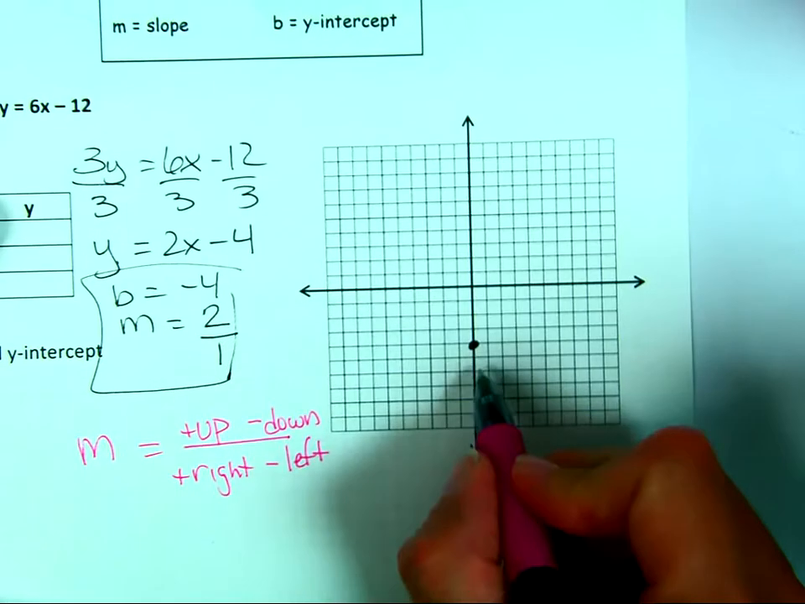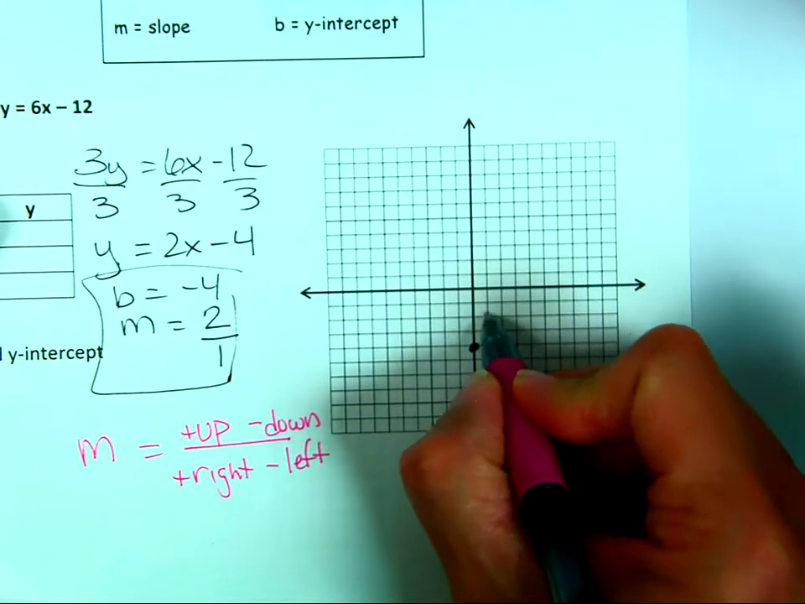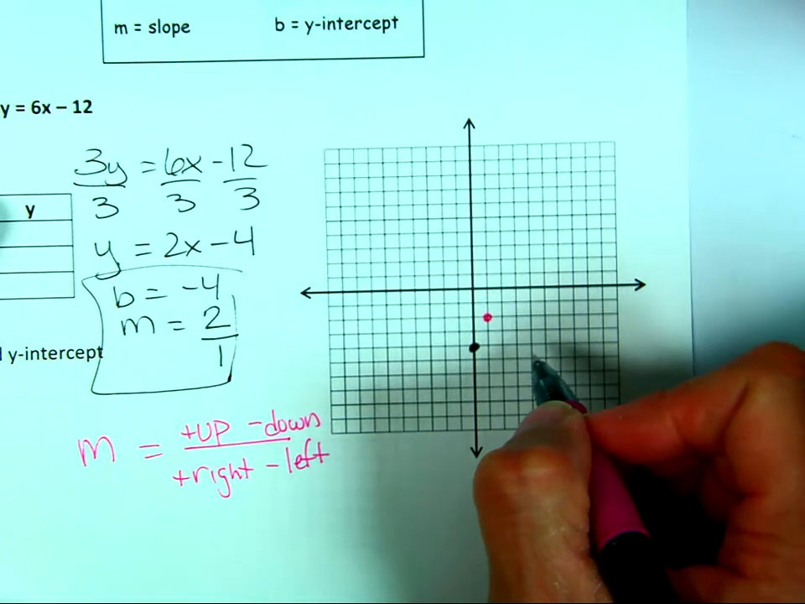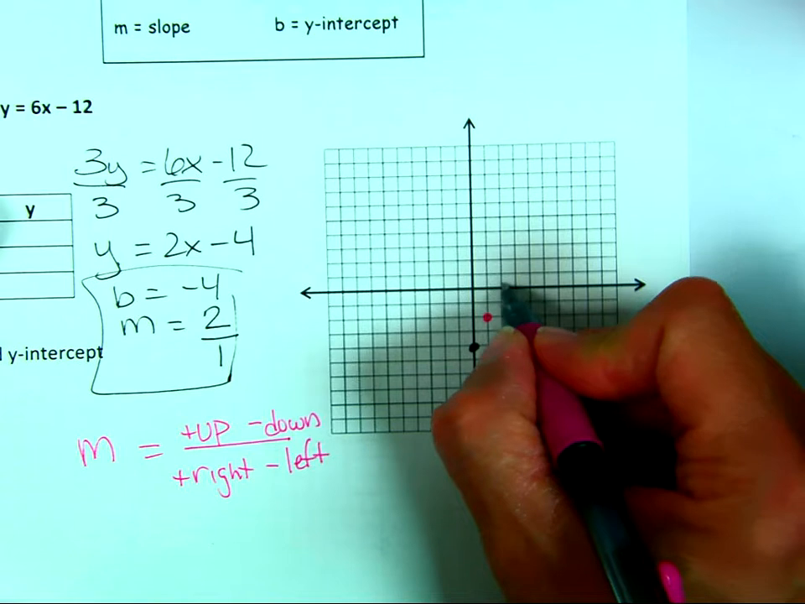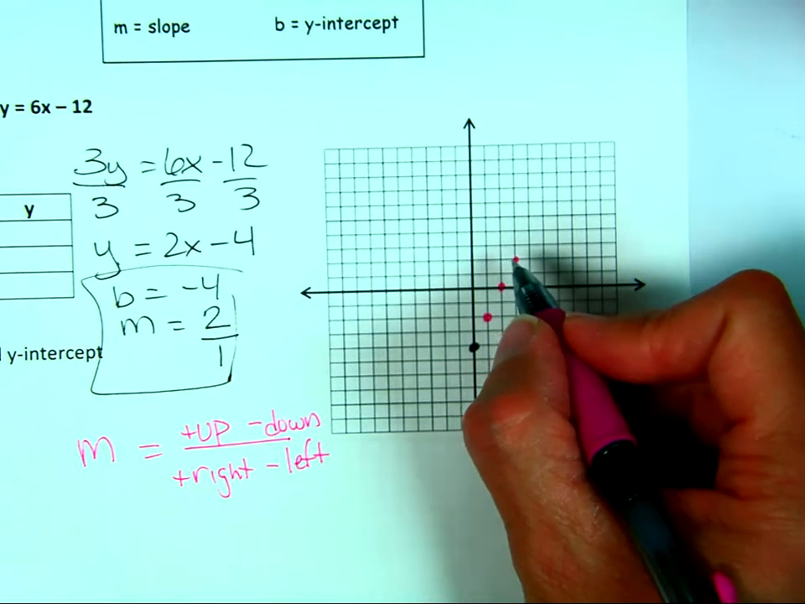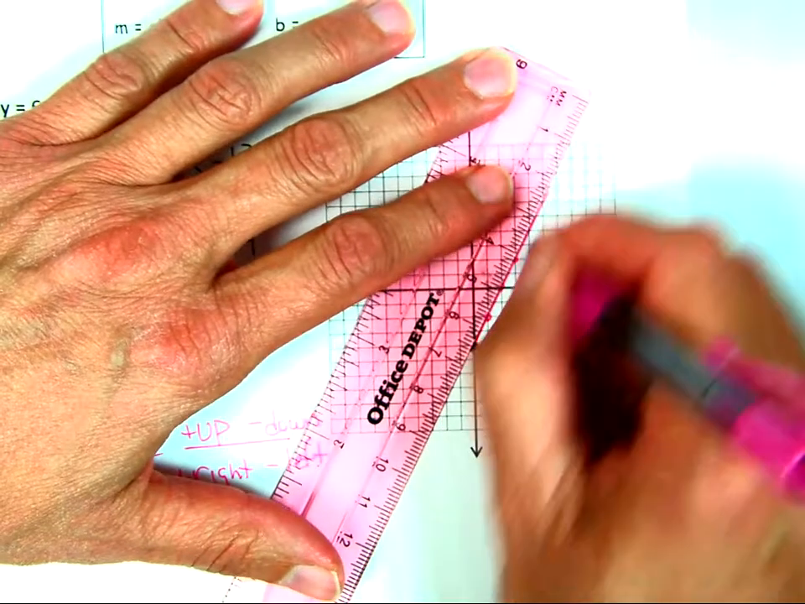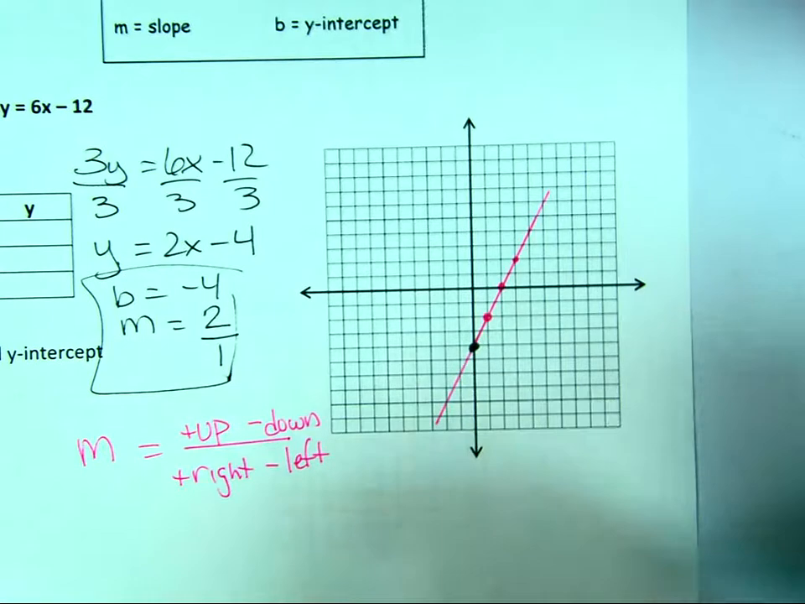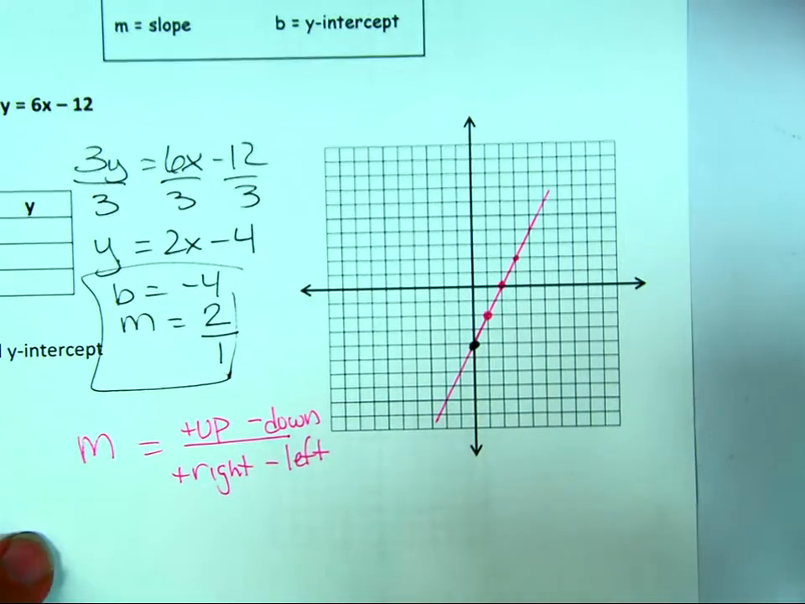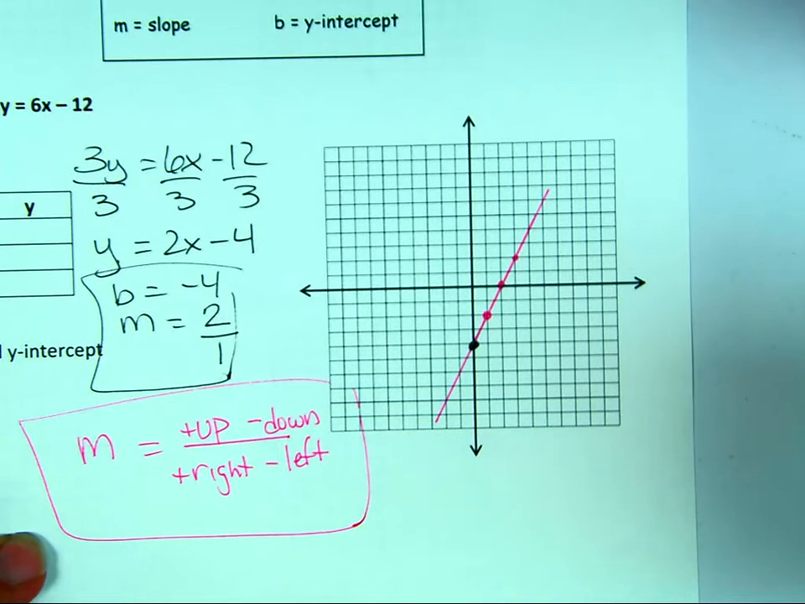So remember, we start at b, and we go up 2 over 1, and we make another dot on our graph. And then we go up 2 over 1 again, because in a line, the rate of change, the slope, stays the same. So we are going to graph that. And that is how we graph using the slope-intercept form. Let's do a few more. If you don't have this memorized, you probably want to get that memorized.